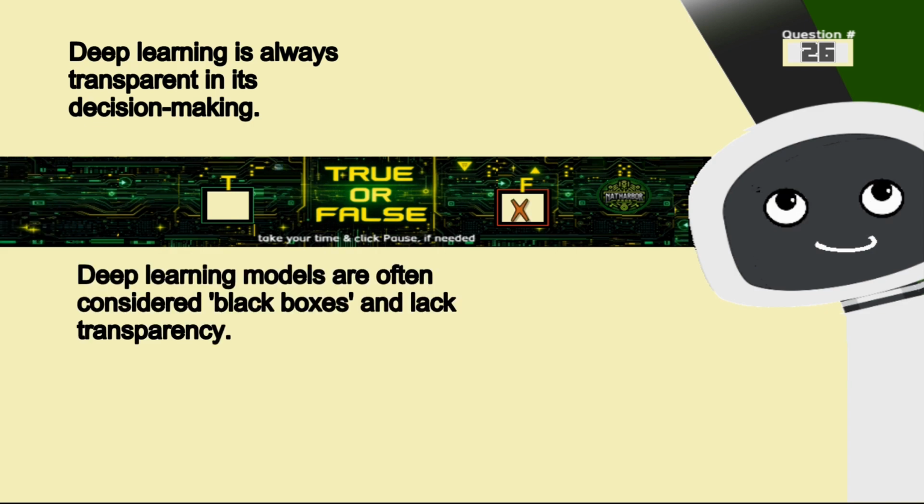True or false? Deep learning is always transparent in its decision-making. That is false. Deep learning models are often considered black boxes and lack transparency.